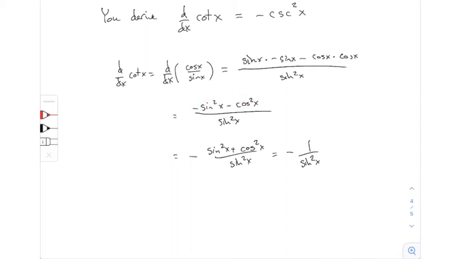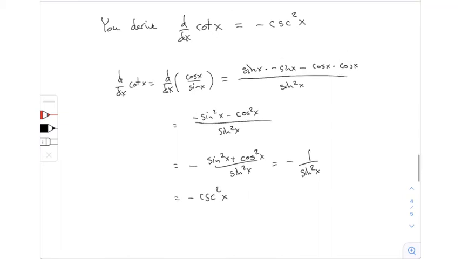And then 1 over sine is the same as cosecant, right? So when it says 1 over sine squared, that is the same as cosecant squared, and I have a minus sign there. Negative cosecant squared of x. There you go. That's how we do it. So it's just the quotient rule. You got to simplify everything correctly. Any questions about that? All right.